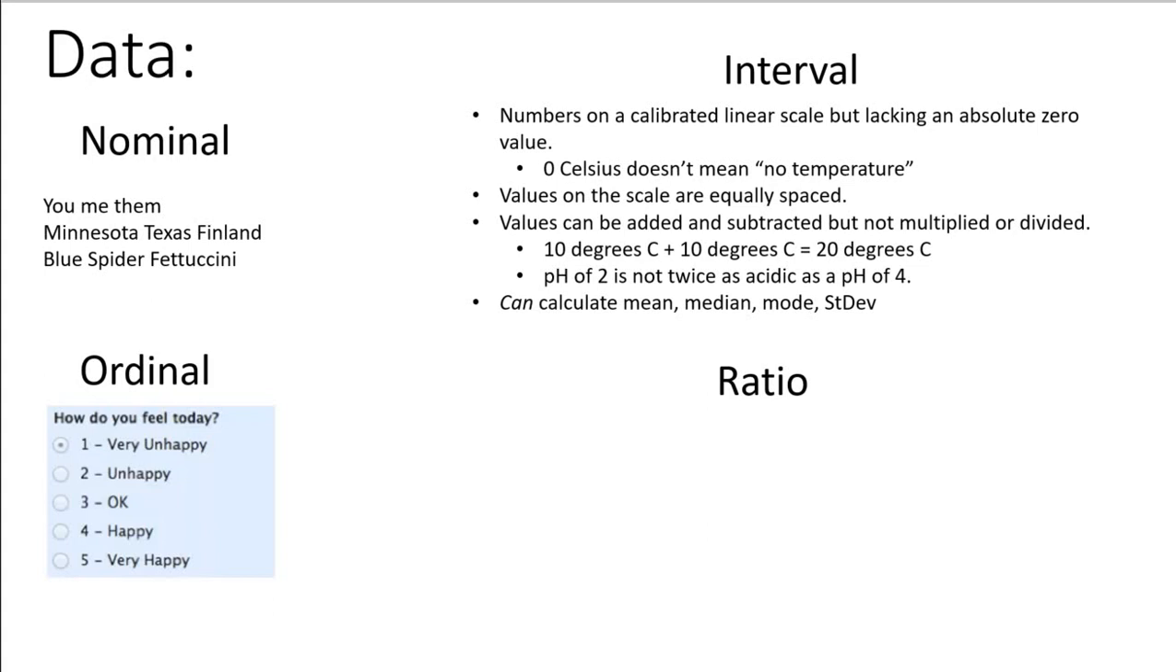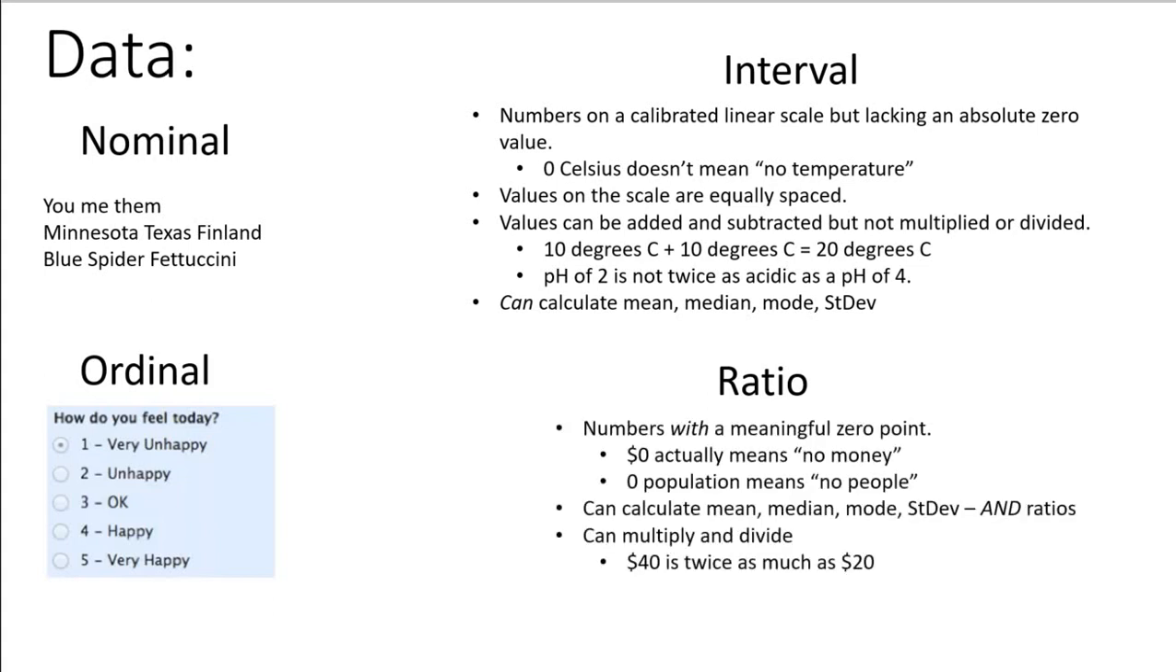With interval data, we can calculate a mean, a median, mode, standard deviation between a set of interval observations. For example, if you had an average temperature in Fahrenheit for every month of the year, you could calculate a mean, median, mode from them.